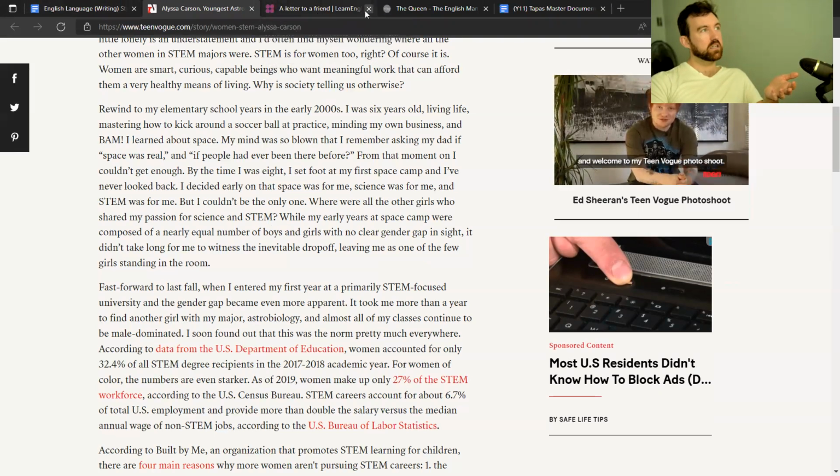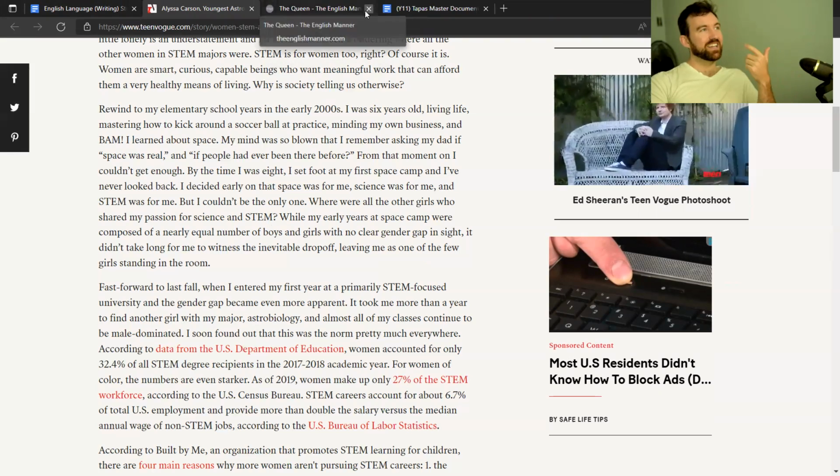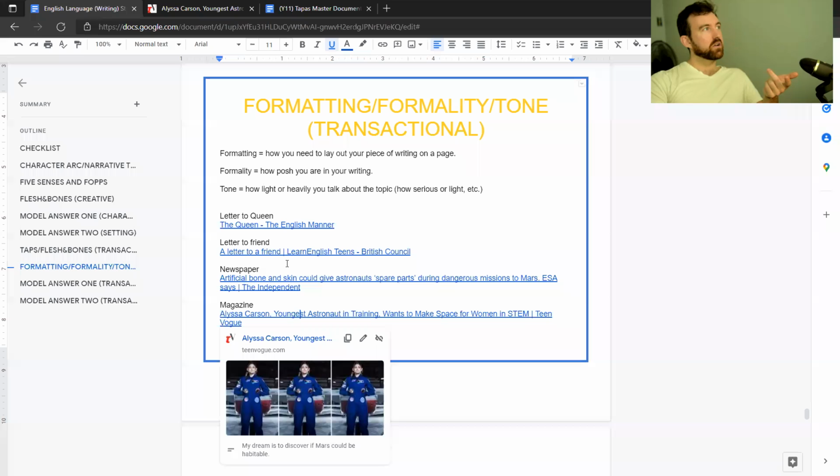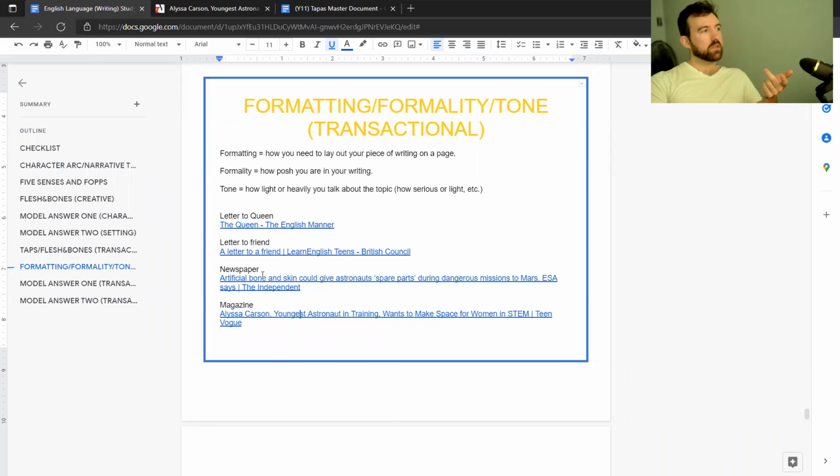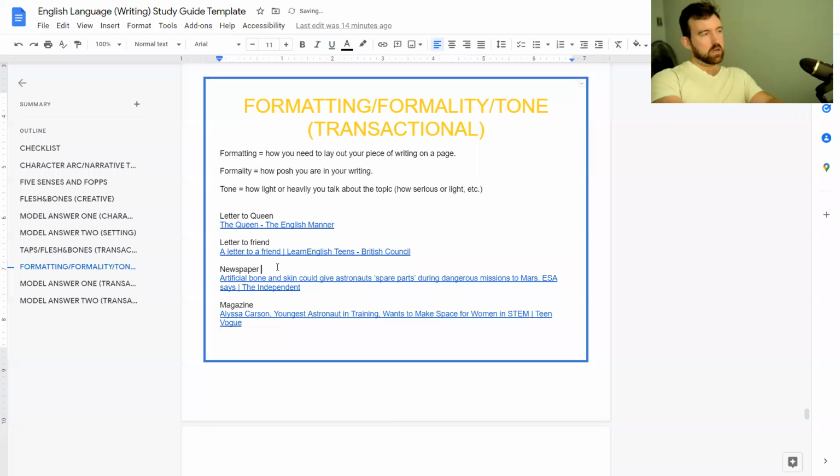So we had the letter to the Queen, letter to a friend. We had newspaper, which is obviously a broad audience, very formal and objective. So that's more like telling. And then a magazine for teenagers, which was quite a lot more informal and subjective. This was mostly Alyssa Carson's opinion.